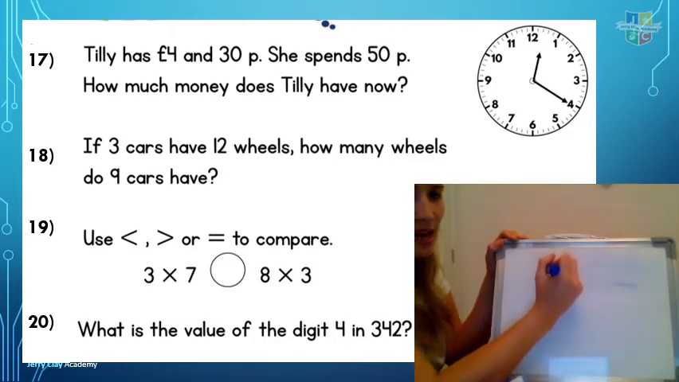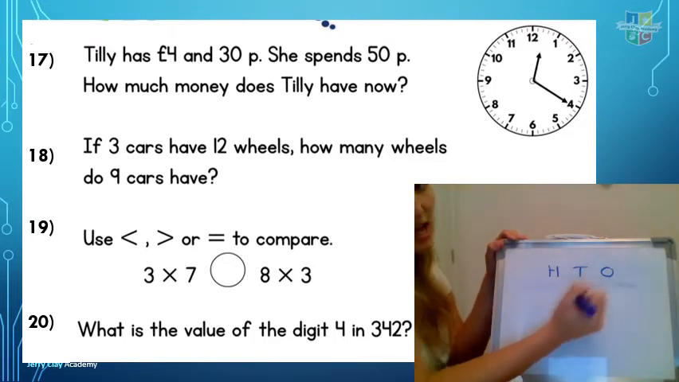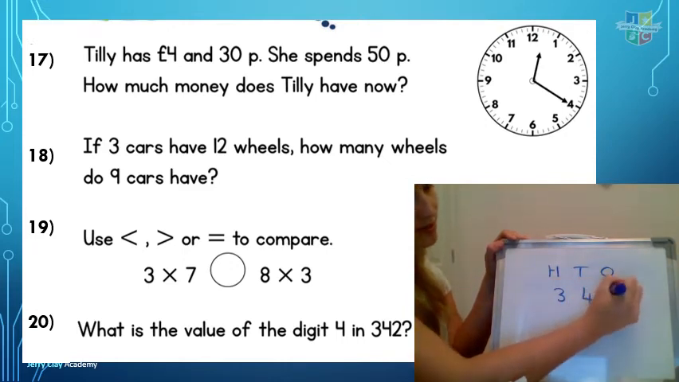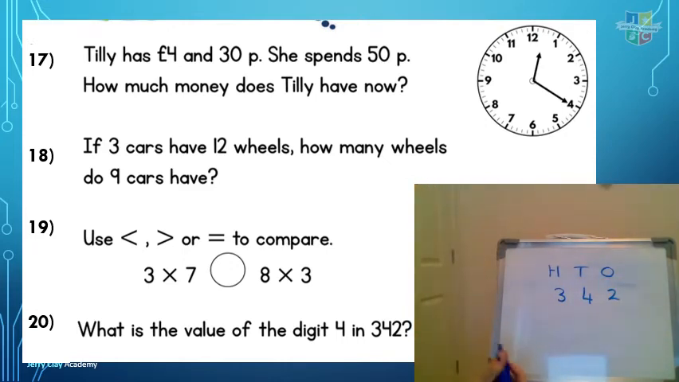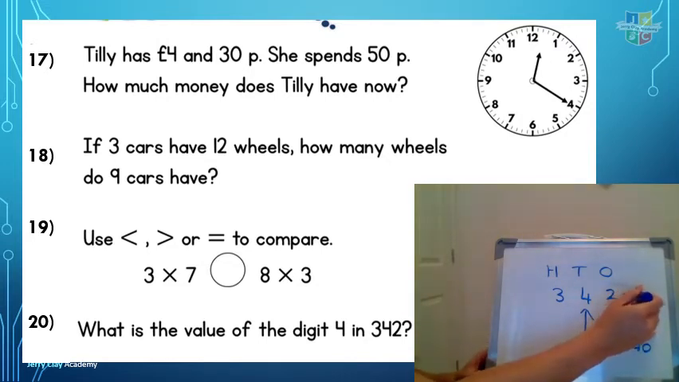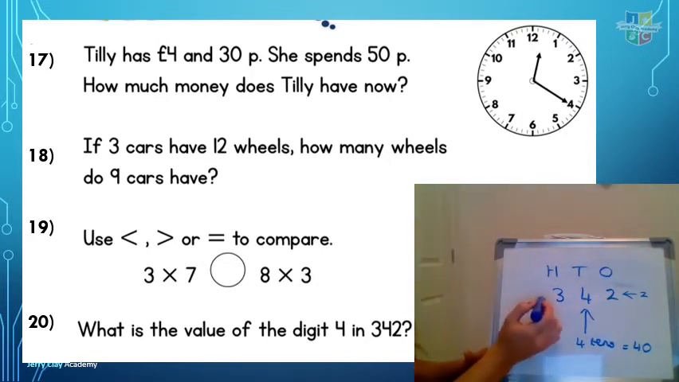Okay, number 20, if I write my HTO and I write 342, I want to know what the 4 represents. It's in my tens column, so it's 4 tens, which if I do 4 times by 10, would equal 40. Now for your bonus points, the 2 would represent 2 because it's 2 ones, and the 3 would represent 3 hundreds or 300.